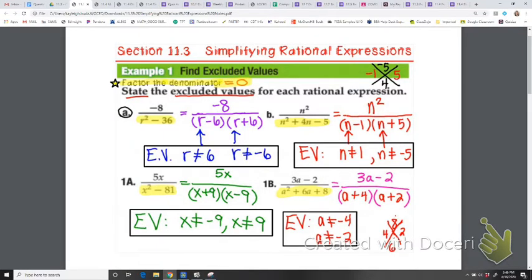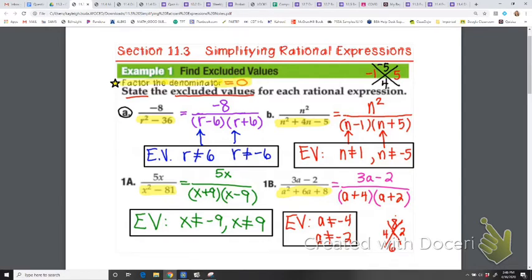Okay, this is lesson 11.3, simplifying rational expressions. Example 1, find excluded values. So in a normal fraction, we know that we can't have 0 as the denominator because you're not allowed to divide a number by 0.